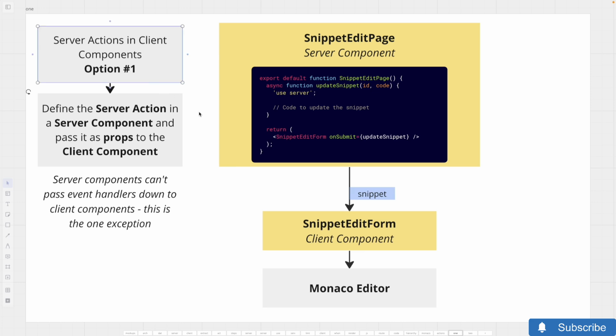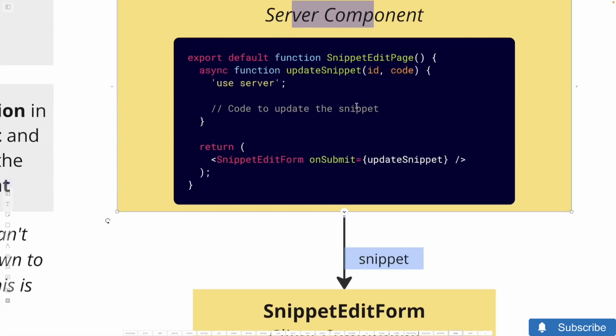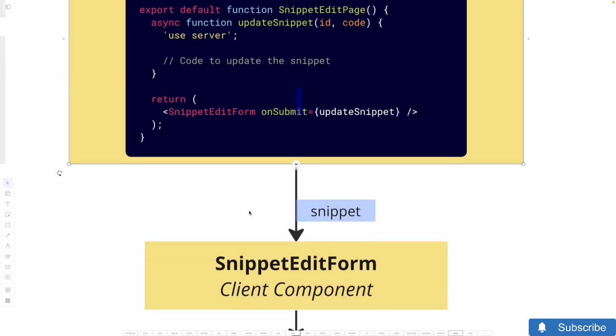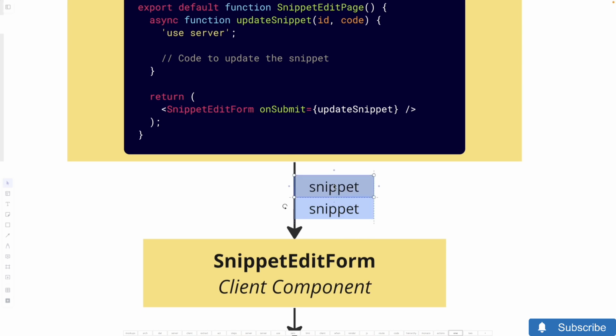In option number one, we can define a server action in a parent server component and then pass it as a prop to our client component. So in our case, here's our component hierarchy. We've got our snippet edit page, and that is a server component. Inside there, we could define our server action and then pass it down as a prop to our snippet edit form. So now our snippet edit form will receive the snippet prop that we're already passing down, in addition to maybe some prop that we call onSubmit or something like that. Then inside of our snippet edit form, we are free to call that function, that server action. And that's pretty much it. It's going to run the server action.